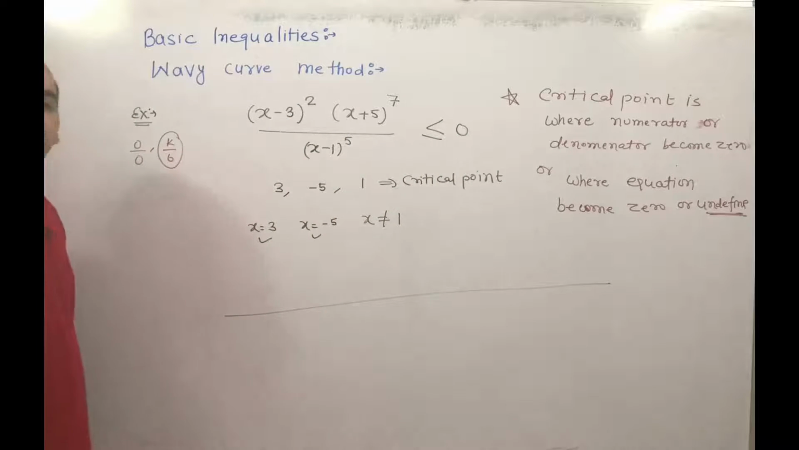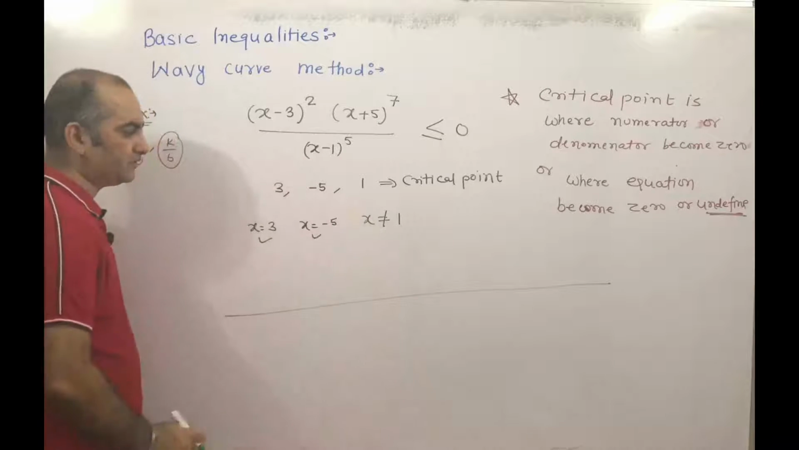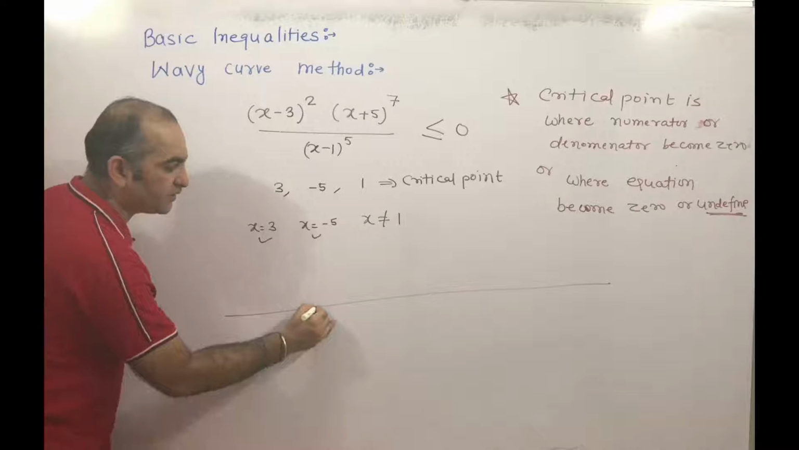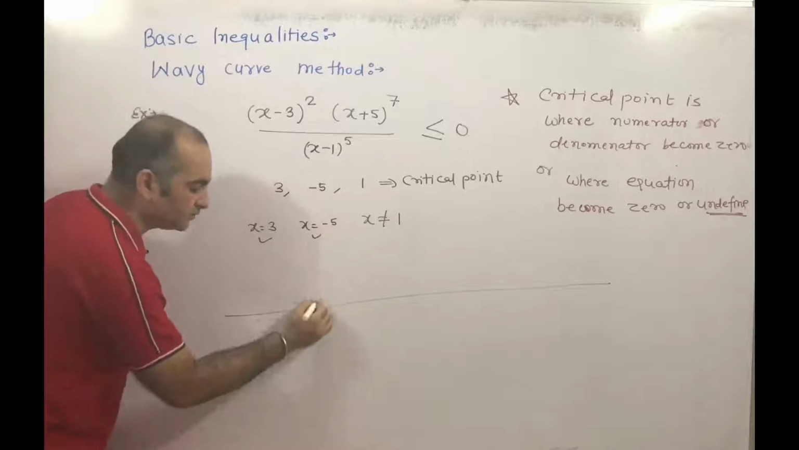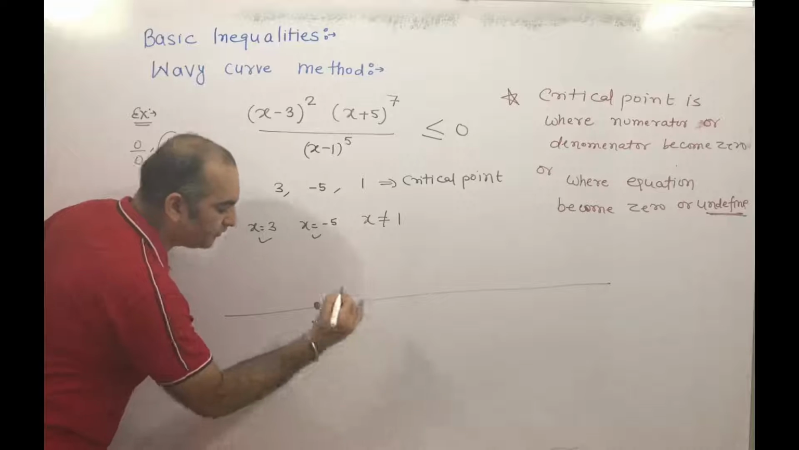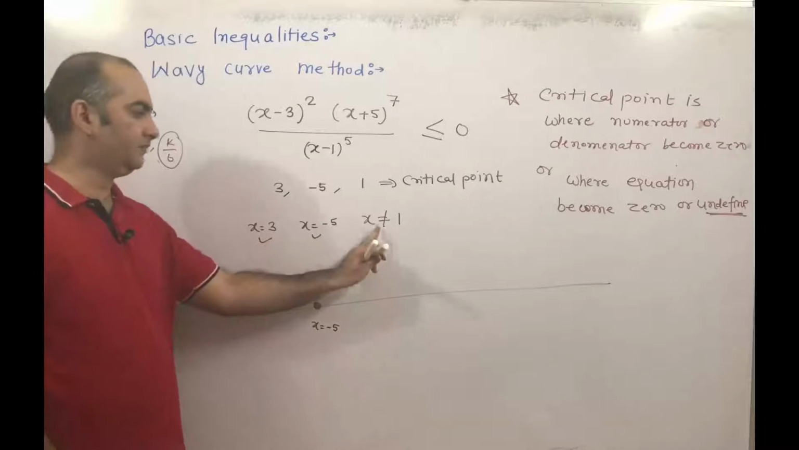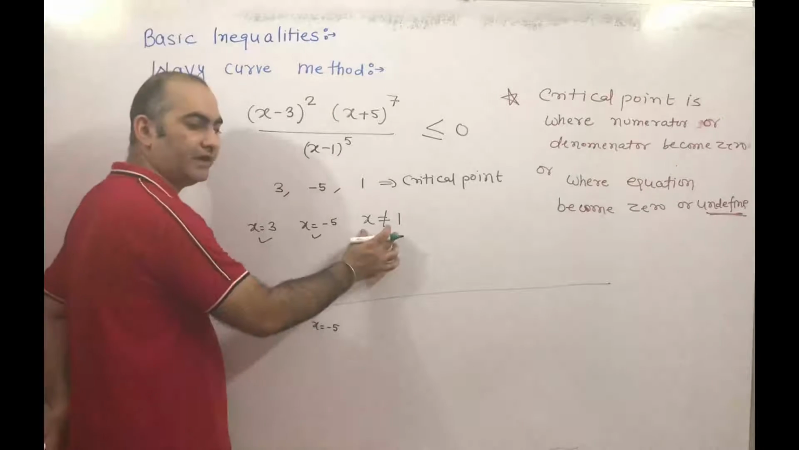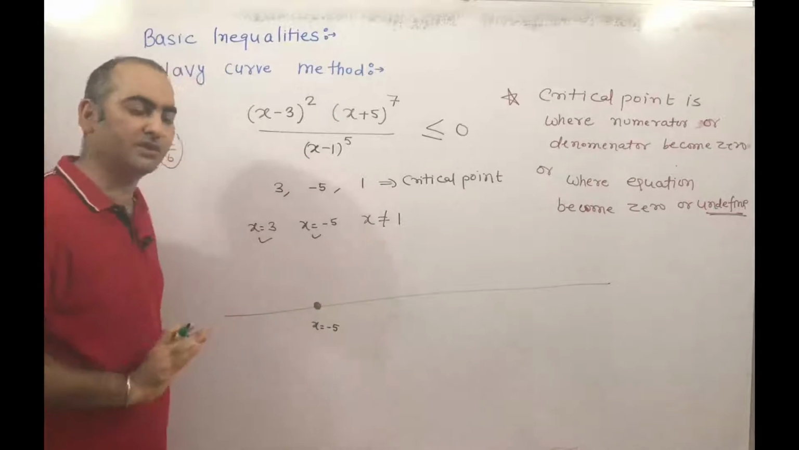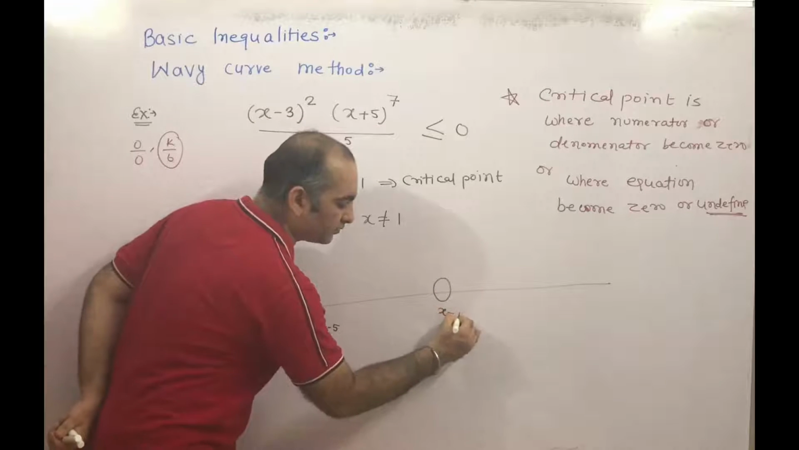On the number line, we will draw these three critical points. So first we will draw minus 5. We want x equal to minus 5, so here we will write a solid circle. Next, x equal to 1 will come, and here x should not be 1. That means x value 1 is not possible, so at 1 we will write an open circle.